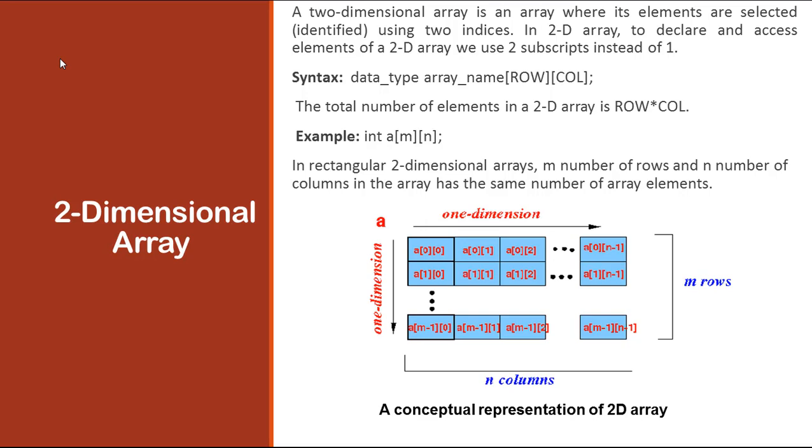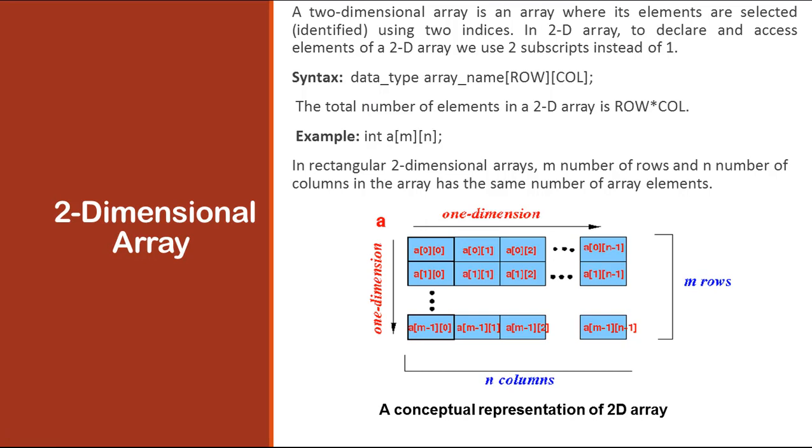In 2D array, to declare and access an element of a 2D array, we use two subscripts instead of one. In 1D array, only one subscript is required. For 2D array, two subscripts are required. First subscript is for row and second subscript is for column. This is the syntax for declaring 2D array: data type, array name, number of rows, and then number of columns. The total number of elements in 2D array is row into column.